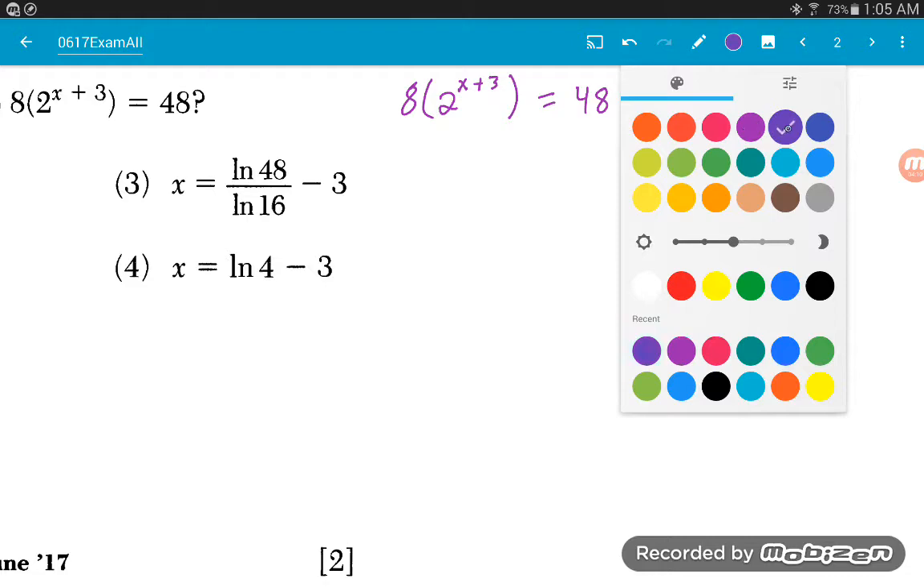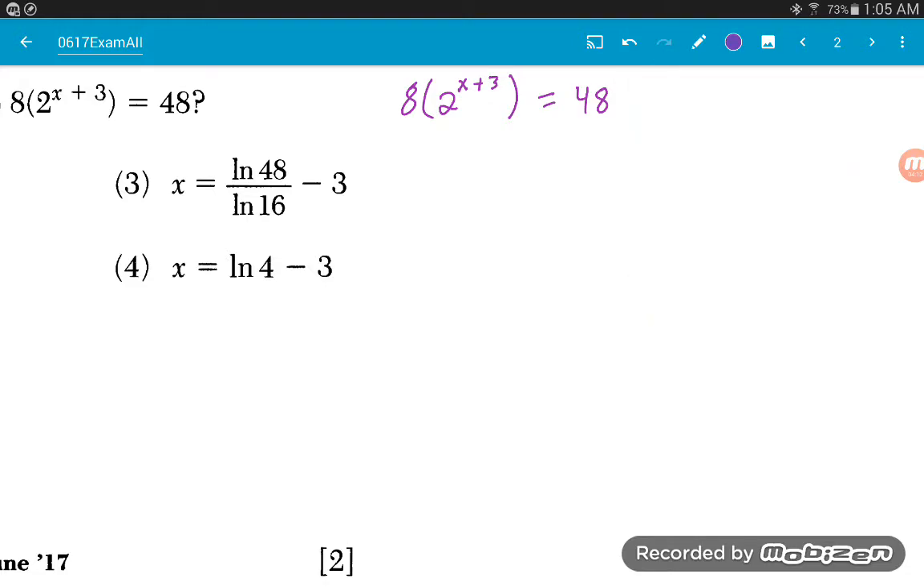The first thing we have to do is the 8 is on the outside, we can divide that off. The 8 is attached by multiplication, so since it's multiplication, we'll use the opposite, which is division, to cancel it out. That's nice to cancel out on the left. I get 2 to the x plus 3 power is equal to 6, because 48 divided by 8 is 6 on the right. Now I'd love to get the x by itself. I got rid of those parentheses, that was nice. Got rid of the 8. But I can't get at the x because it's stuck in the exponent spot.